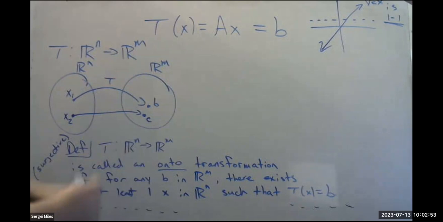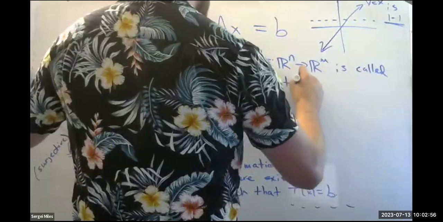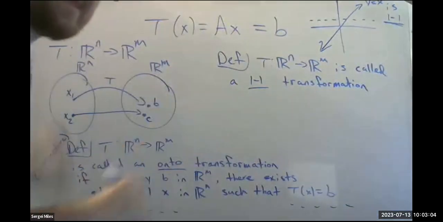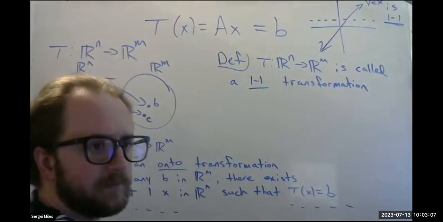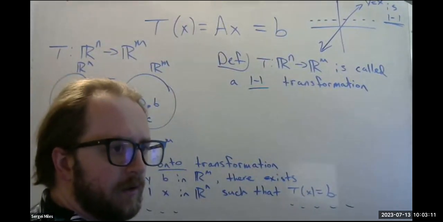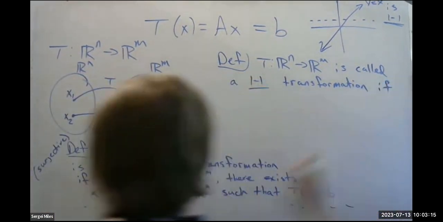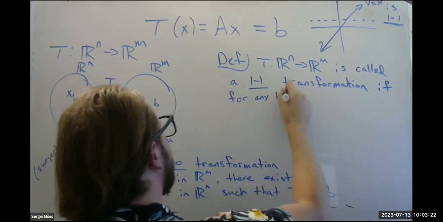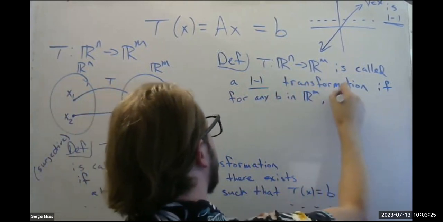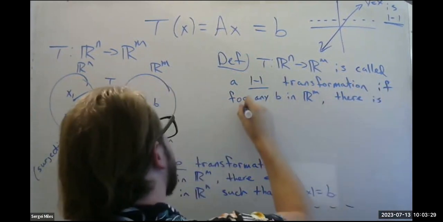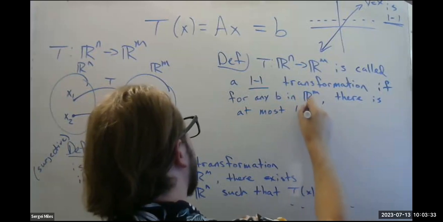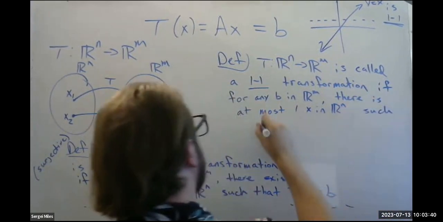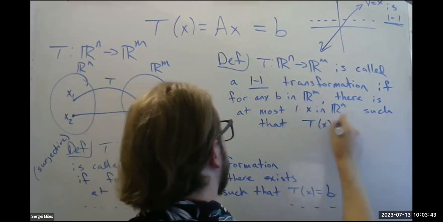So what does it mean for a transformation from Rn into Rm to be one-to-one? I'm going to word this similarly to our onto definition. T is one-to-one if for any b in Rm, there is at most one x in the domain such that T of x equals b.